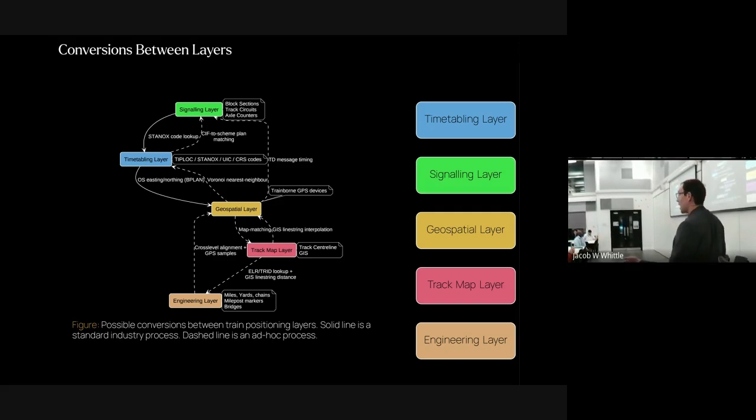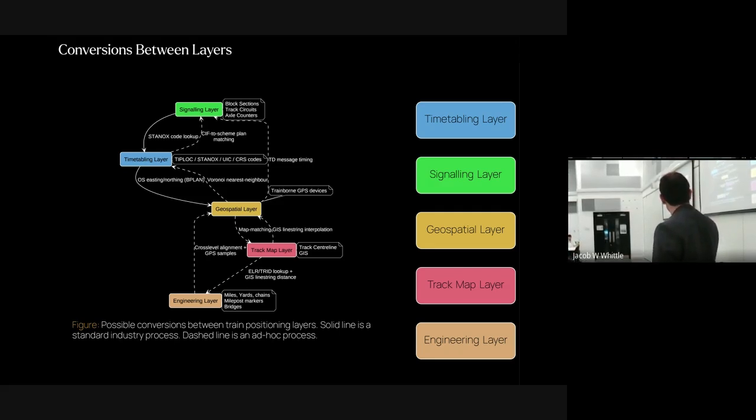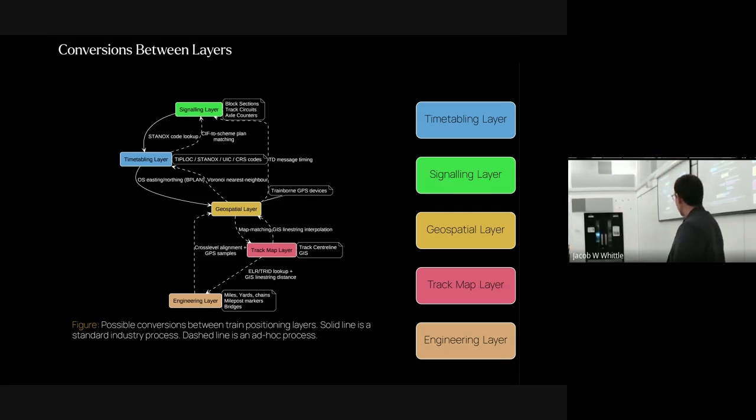Now the dashed lines are what are described as an ad hoc process. So some of these are in use. For example, from timetabling to signaling, this is the role of a route setting subsystem. If you give it a timetable, it tells the signaling system how to route the train. Now this is quite difficult to do. You need a lot of reference data in order to do this. You need to encode that information into the model, and it's not exactly standardized or widely available, and it's generally very bespoke to the signaling deployment.